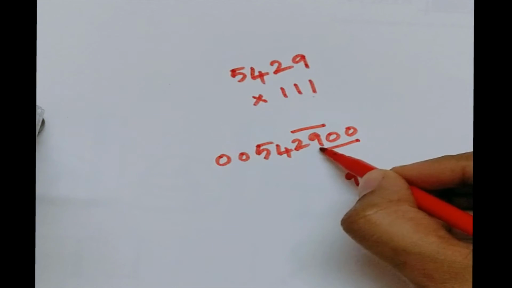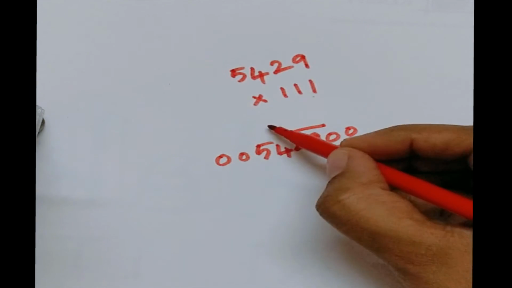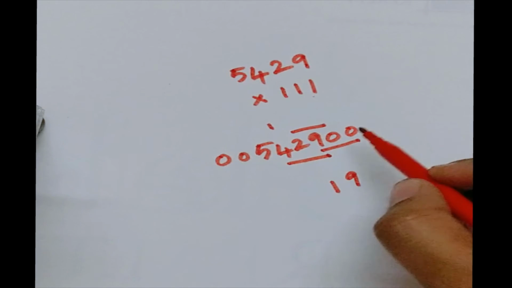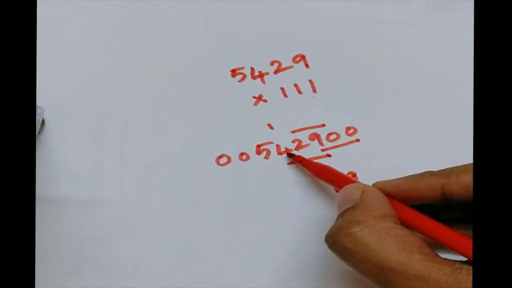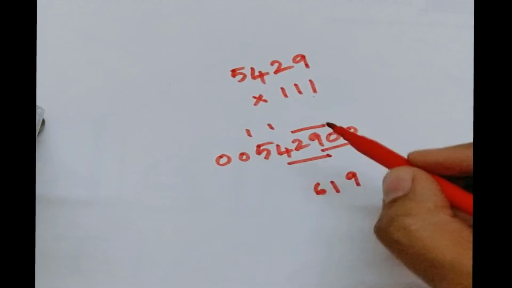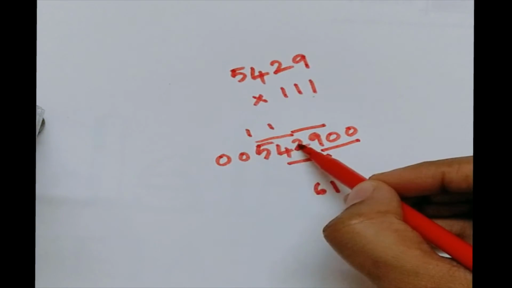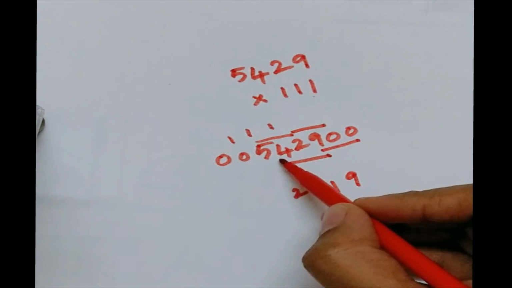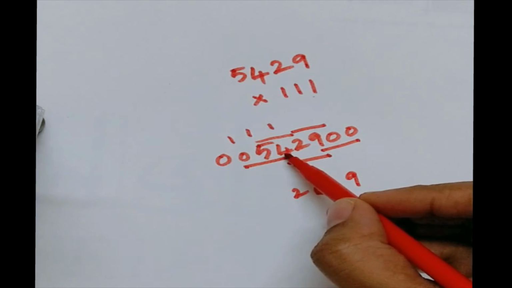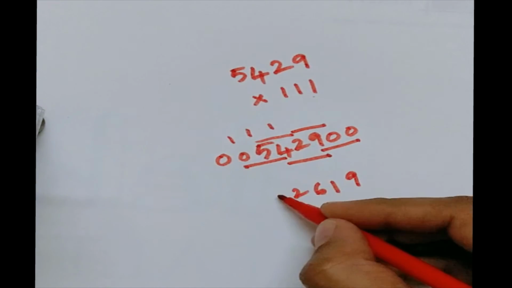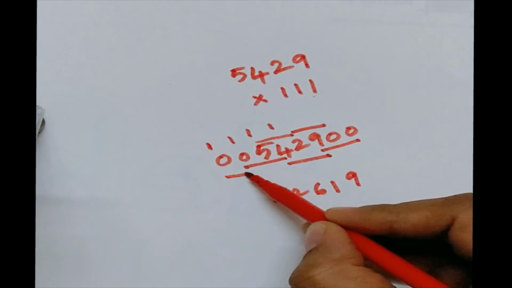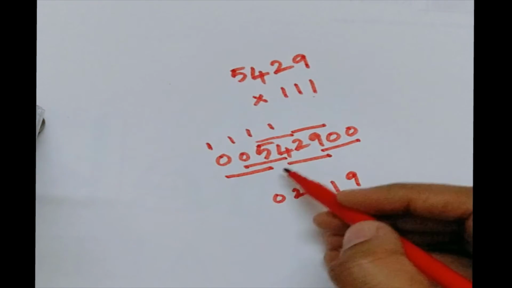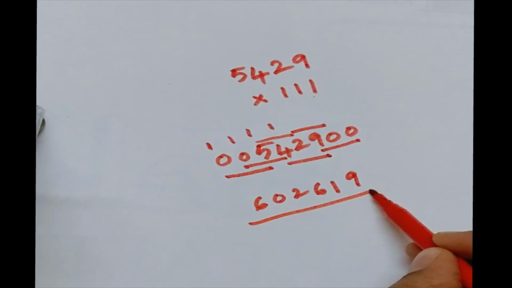The next one would be 2, 9 and 0. That would be 11 with a carryover of 1. 9, 2, 4 would be 15, plus 1 is 16, with a carryover of 1 again. Next 5, 4, 2. That would be 11 plus 1, 12, with a carryover of 1 again. In this case, 5 plus 4 would be 9, plus 0, plus 1 would be 10. The carryover 1 again. And the last one would be 0 plus 0 plus 5 plus 1. That would be 6. So this would be the answer.